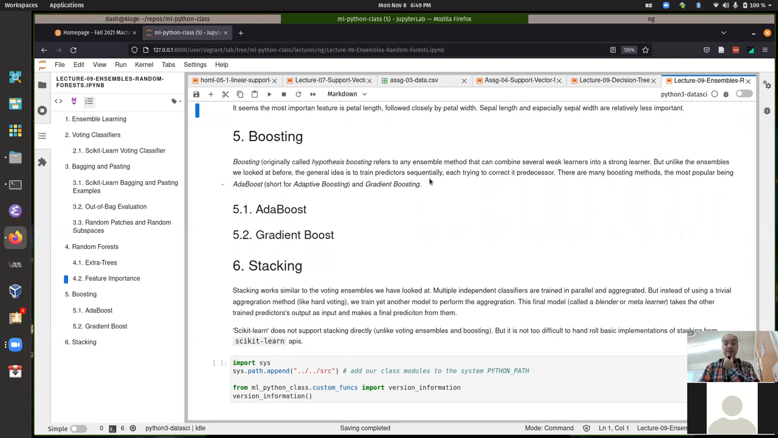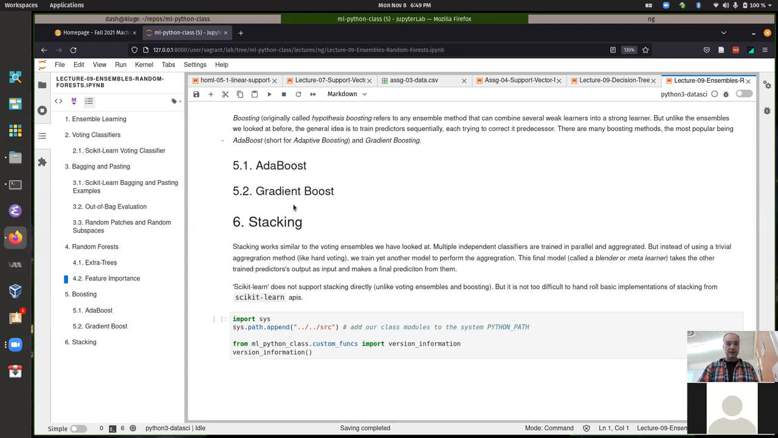These are really interesting, but maybe a bit beyond the scope of our class here. The idea is that you build a predictor that might be a weak learner, and then you build a predictor that uses the prediction of the previous one and tries to improve on it, right, in sequence. That's how boosting works. And there are things in scikit-learn for doing those automatically for you: AdaBoost, adaptive boosting, and gradient boosting.